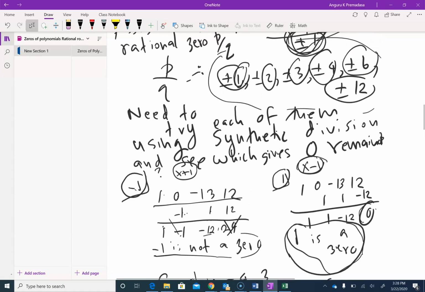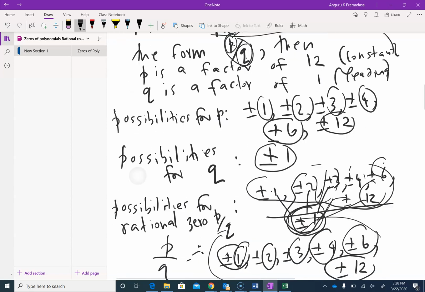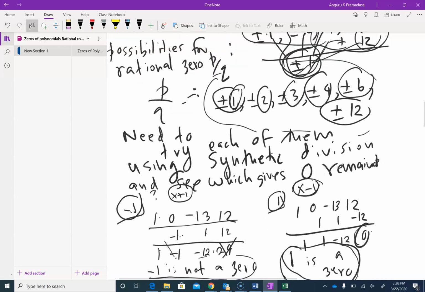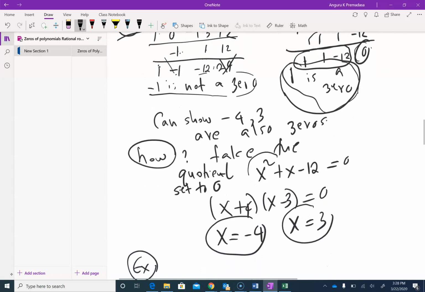So now we know that this is power 3, so actually we need to get 2 more roots, because we got one of them now. We need 2 more zeros. So how do you find that out? We look at the synthetic division where we got the root, and look at the quotient. We know that the quotient has to be x squared plus x minus 12. We set that equal to 0.